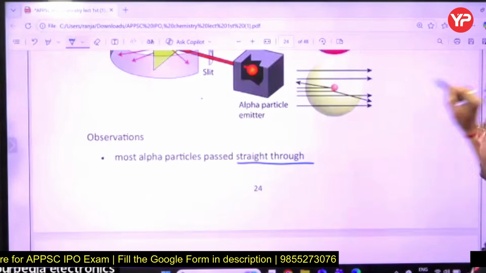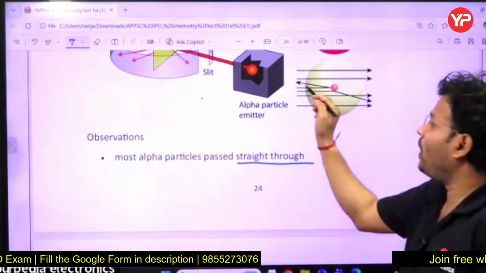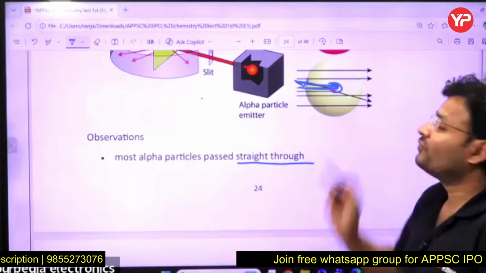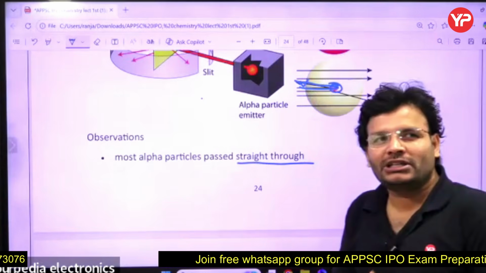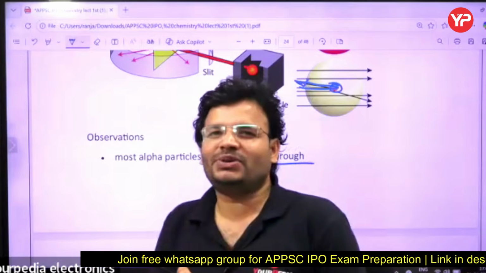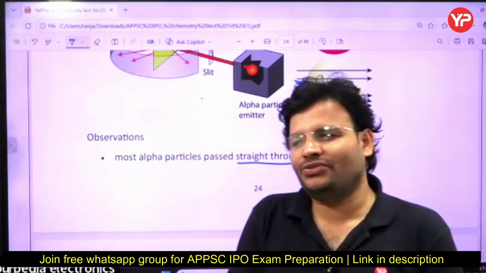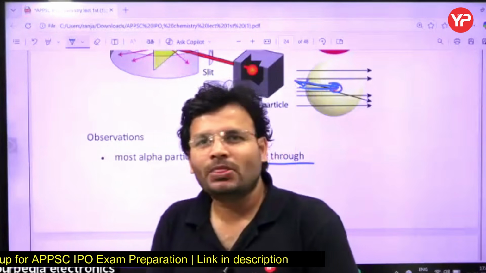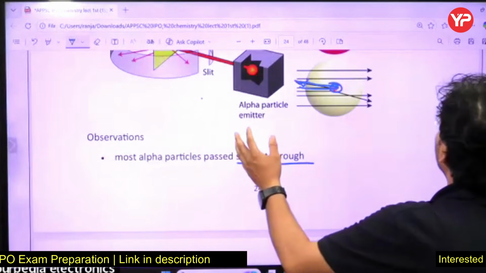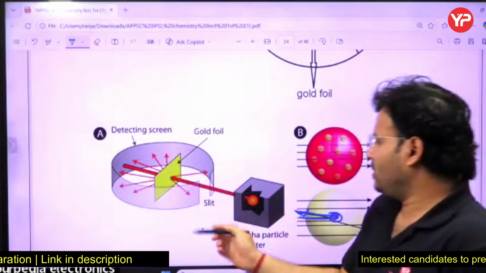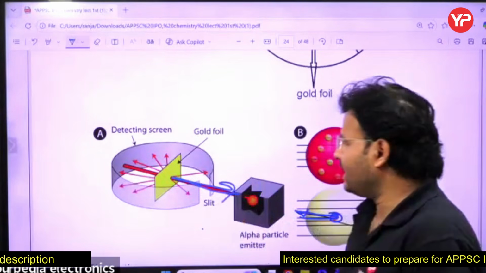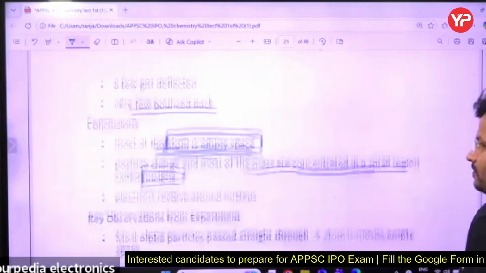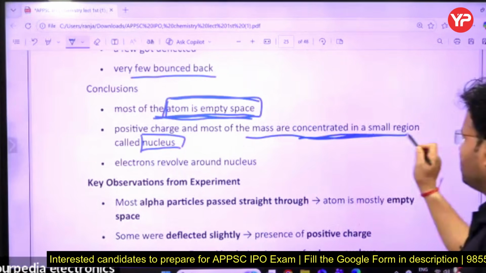So he defined that positive charge and most of the mass are concentrated in a small region. Why did he say that? Because he saw that in this small region, the rays are totally reflected back. So some part is fully solid, and this part is called the nucleus. Always keep that point in mind. It is also asked: who is the father of the nucleus, or who discovered the nucleus? That credit goes to Rutherford. Here also we can see the rays being reflected back like that. So that region is nothing but the nucleus, where positive charge and most of the mass are concentrated.